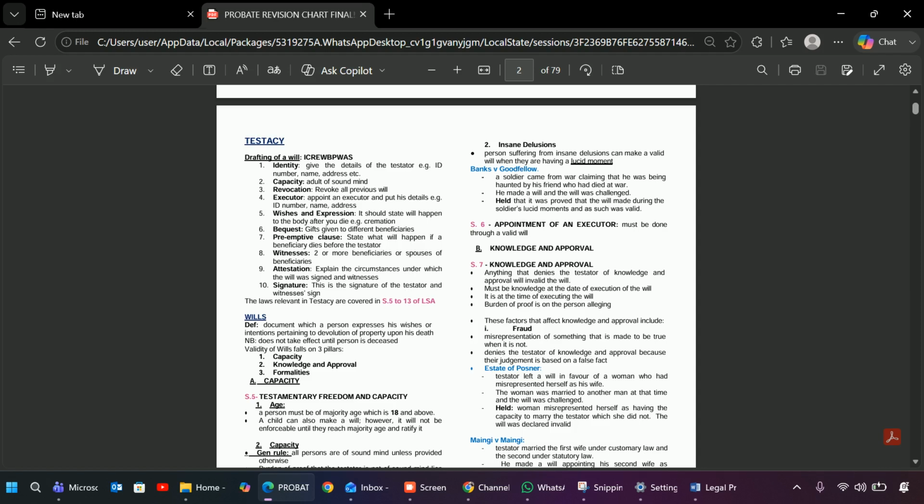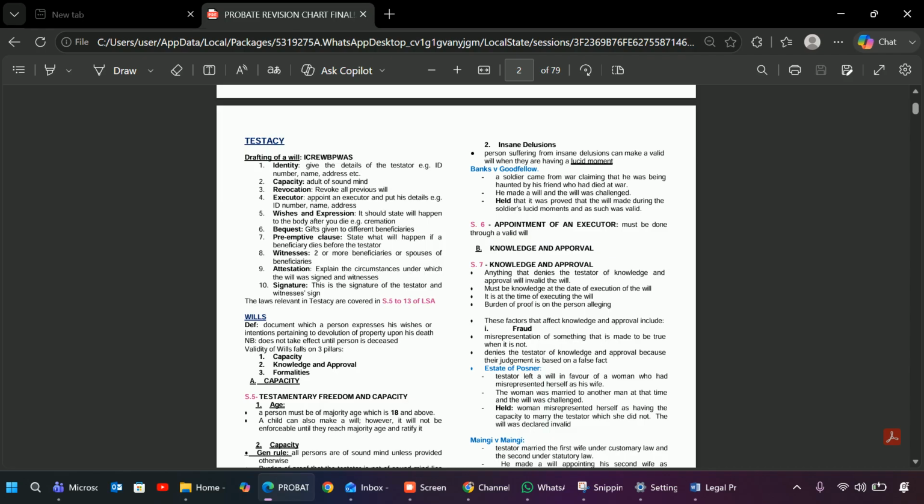And executor, you appoint an executor and put his details. You insert the name, ID number and address. And when you have wishes and expression, it should state what will happen to the body after you die. E.g. where you want your body to be cremated, this is allowed to be captured under the will.